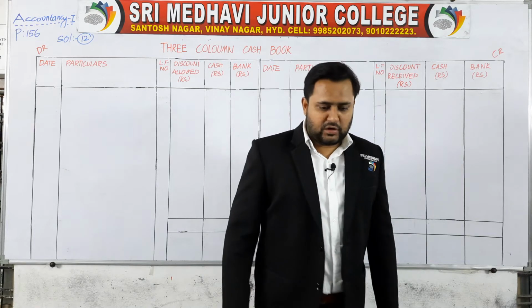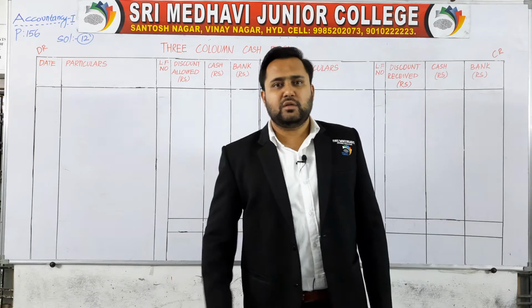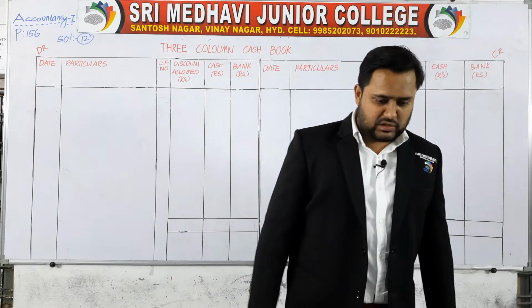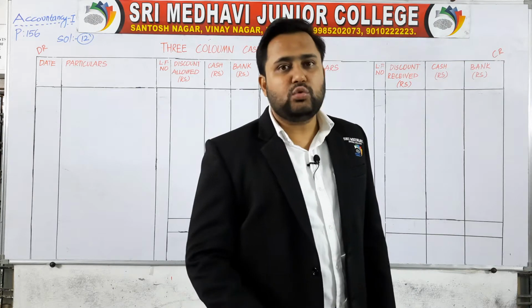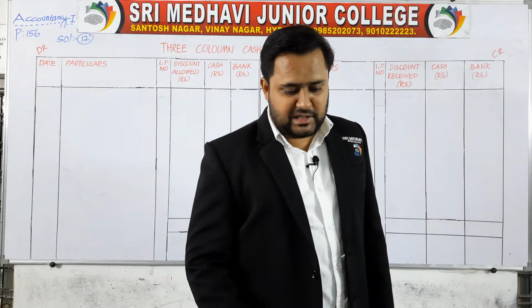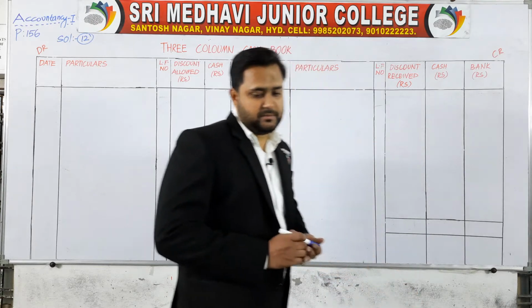Here we are going to discuss problem number 12 on page number 156. Let's see what the question has asked us. Prepare a 3-column cash book from the following transactions: 2019 March 1st, cash in hand 4,900, cash at bank 5,000.